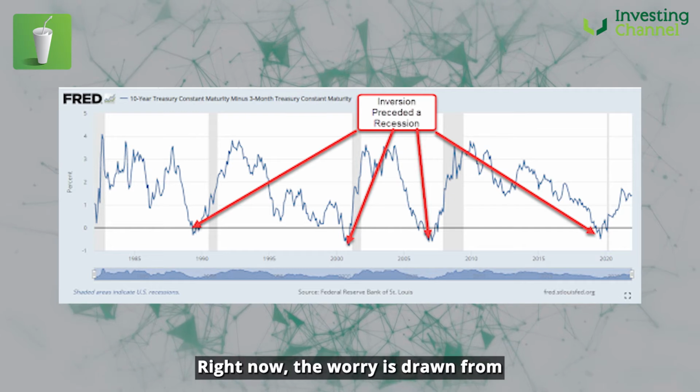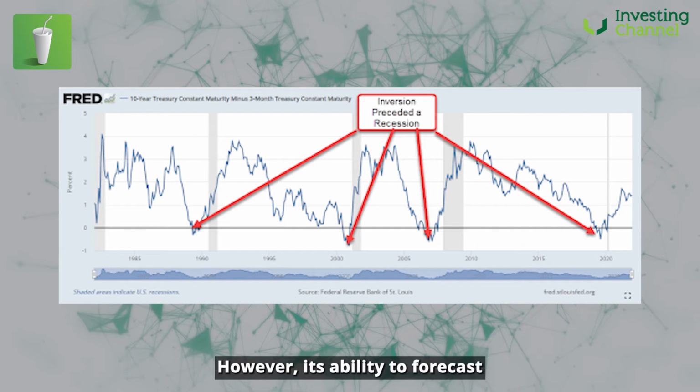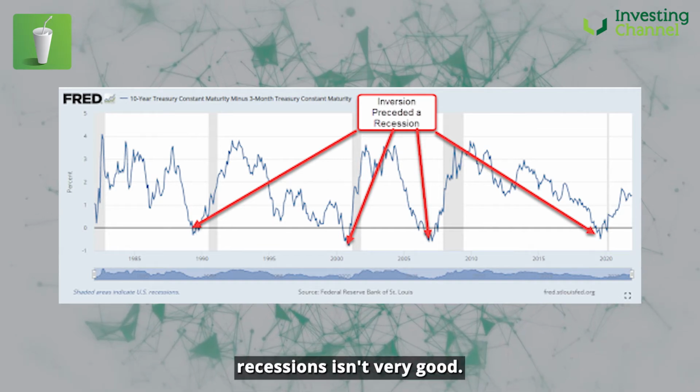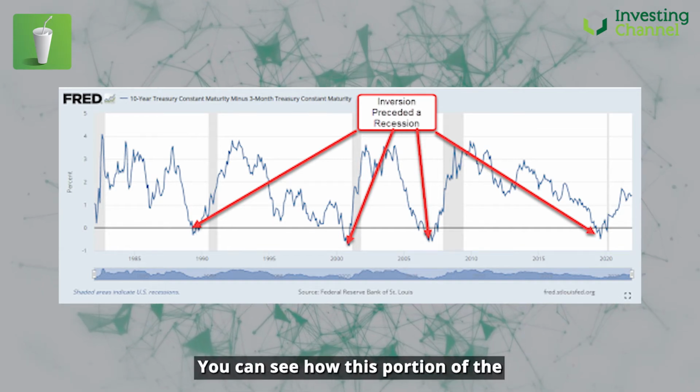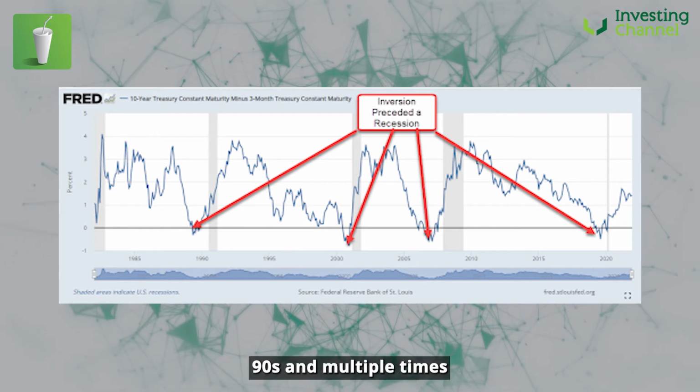Right now, the worry is drawn from the 20-year to 30-year yield inversion. However, its ability to forecast recessions isn't very good. You can see how this portion of the curve was inverted for most of the 90s and multiple times before and after.